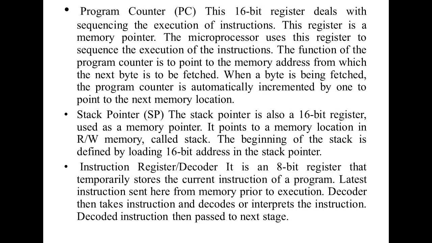Program counter is 16-bit, which is helpful in sequencing the execution of the instruction. It is used as a memory pointer. It is used to sequence the execution of the instruction. Program counter points to the memory address from which the next byte is to be fetched. When a byte is fetched, it is incremented automatically by 1 to point to the next memory location.